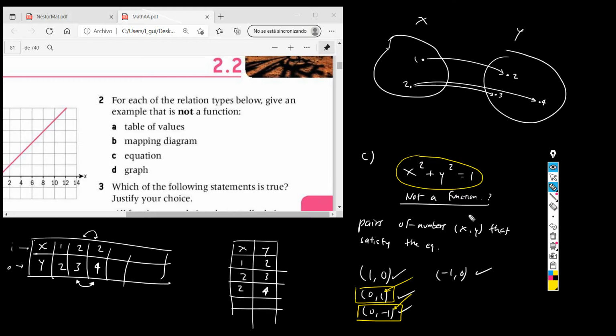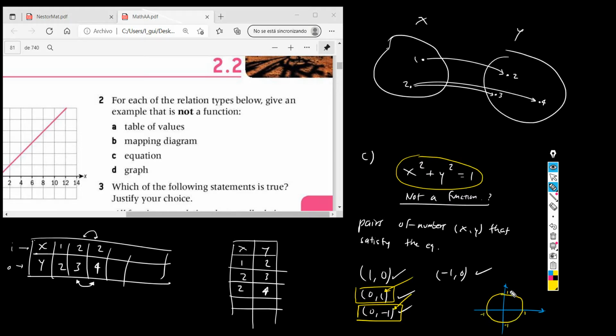And as a graph, actually, let me draw the graph for this one. If you go to Desmos and graph this thing, you're going to find that this is the graph. This is the Cartesian plane, and the graph will be a circle, a circumference with radius 1. So it's going to cut at 1, minus 1 in here, 1 in here, and minus 1 in here. Okay, this is the graph for this equation.